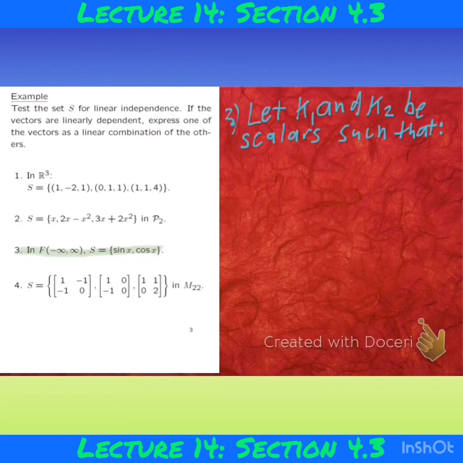All right, so we take k1 and k2, and we let them be scalars, such that, let's see what happens. Take k1 times sine x, and add that to k2 times cos x, and let that be 0. Now this has to be true for all x between negative infinity and positive infinity. Can you find scalars k1 and k2 such that for all x, k1 sine x plus k2 cos x is equal to 0? That's the question.